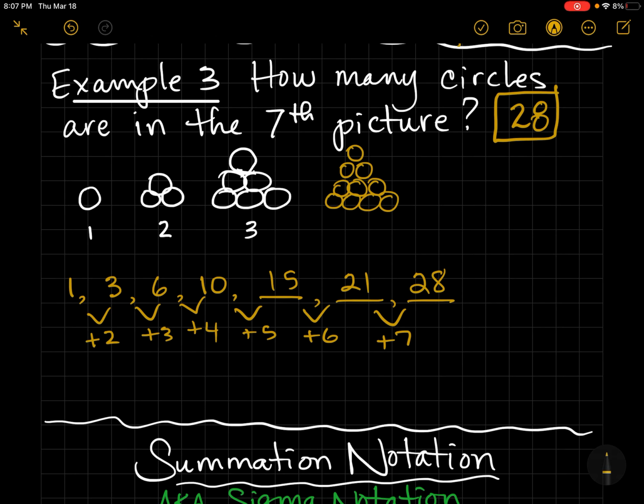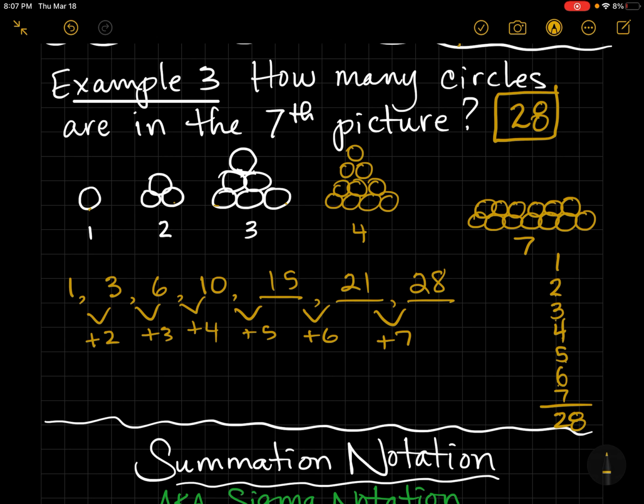However, you could also notice that the seventh picture, if the first picture had 1 on the bottom row, then 2, then 3, and the fourth picture had 4, maybe you realize there's 7 here. 3, 4, 5, 6, 7. And that each row, so that'd be 6 and 5, 4, 3, 2, 1. So maybe you notice if you add these numbers, that will give you the answer. So let's see, that's 3, 6, 10, 15, 21, and 28. So that's another way to reach the same conclusion.